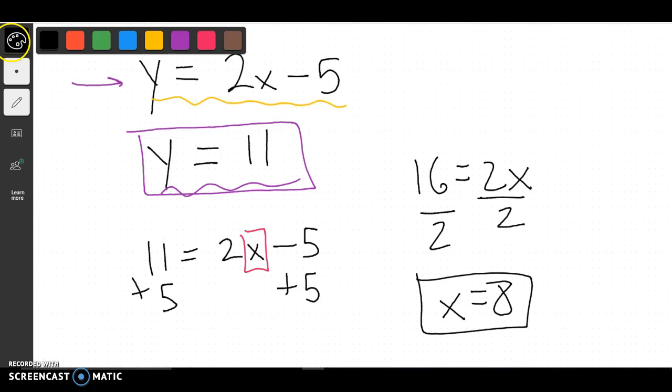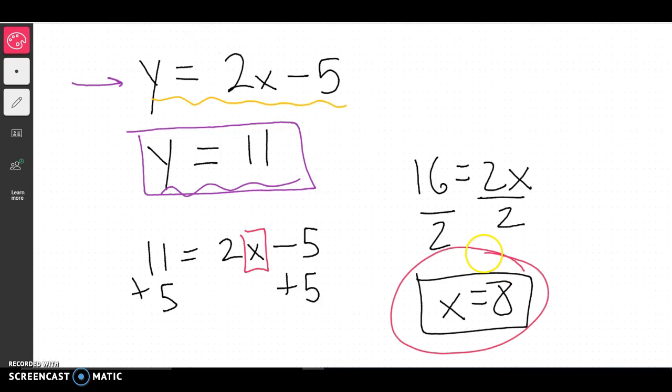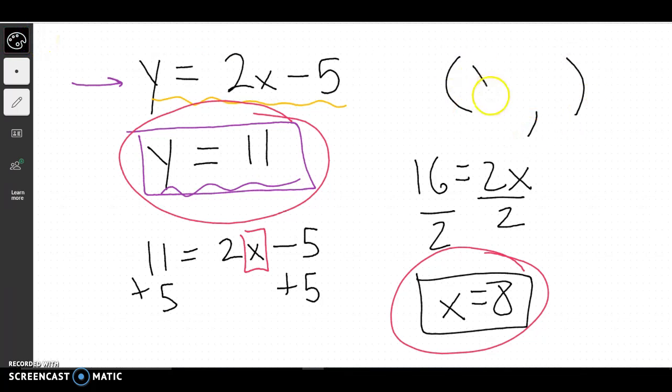So again, we have both of the things that we need, because we need an x and a y. So for my point, I'm going to have (8, 11).